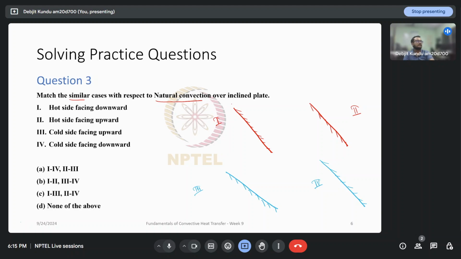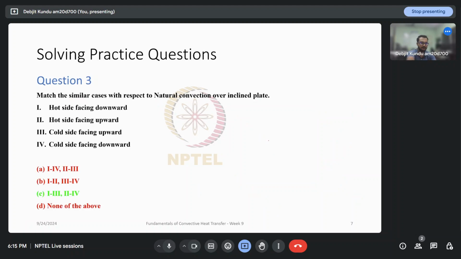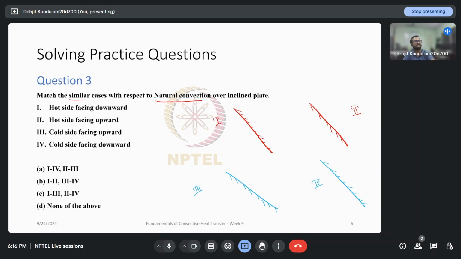So if you think about it, let's draw the boundary layers. Yeah, so let's take a look at the solution. It's actually 1 3 and 2 4. We will soon look at why that is the case.